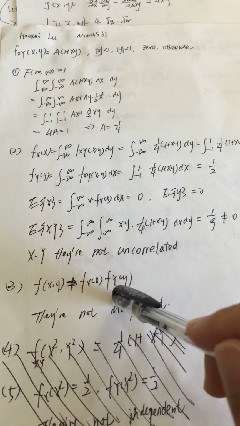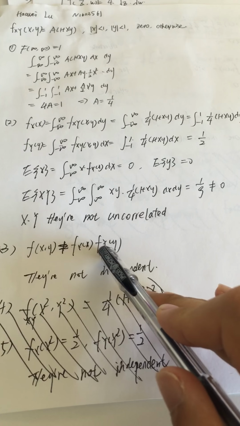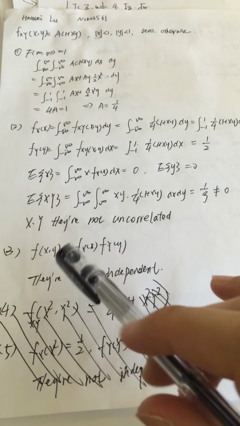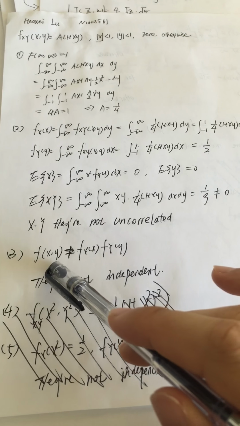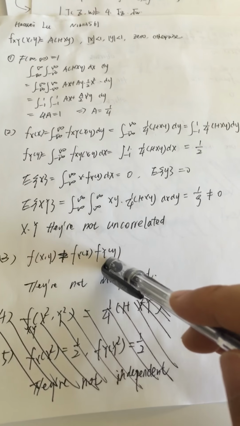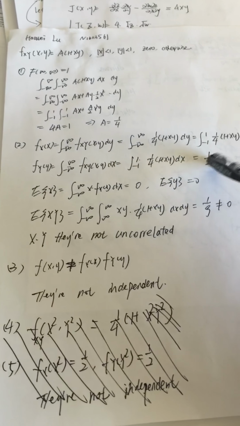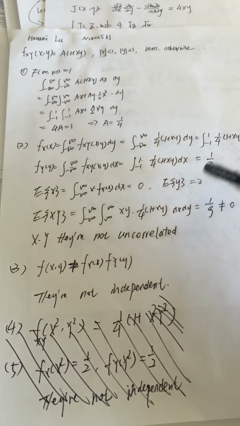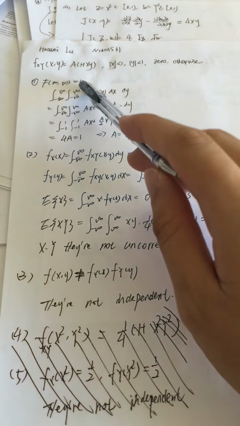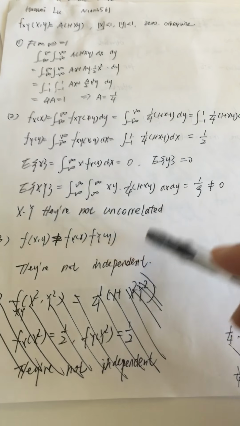For the third part, we need to prove whether X and Y are independent. The joint density function of X and Y is not equal to the density function of X multiplied by the density function of Y, because the density function of X is 1/2 and that of Y is 1/2 also, but the joint density function is not equal to 1/4, so they are not independent.